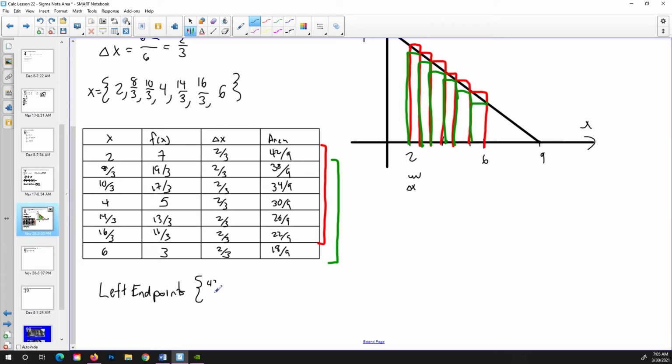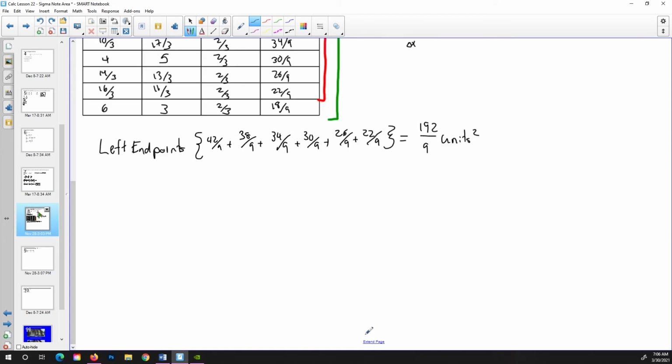It'll be 42 over 9 plus 38 over 9 plus 34 over 9 plus 30 over 9 plus 26 over 9 plus 22 over 9. And that ends up equaling 192 over 9 units squared.